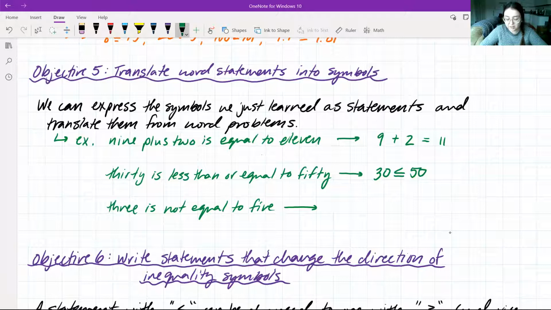Our last example here is 3 is not equal to 5. So we begin with 3, and we're saying it's not equal. So remember, our not equal sign is just an equal sign with a slash through it. So we say 3 is not equal to 5. And we know that 3 is not equal to 5, so this statement is true.